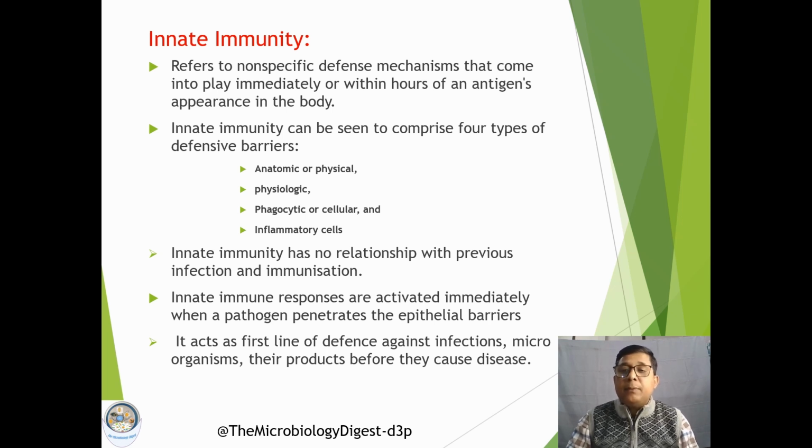So innate immunity, as I said, is non-specific. So it has no relation to the previous exposure to any antigen. Okay. So immediately after exposure to an antigen, our body responds through the innate immune mechanism. So this is non-specific and it is conferred by different types of barriers, mainly anatomical barriers, physiological barriers, phagocytic cells. They will try to eliminate the pathogen, and finally the inflammatory cells.